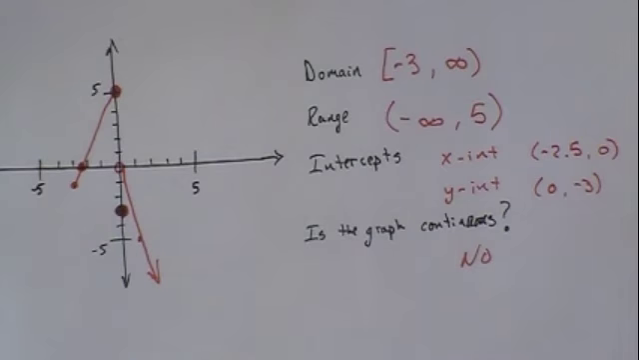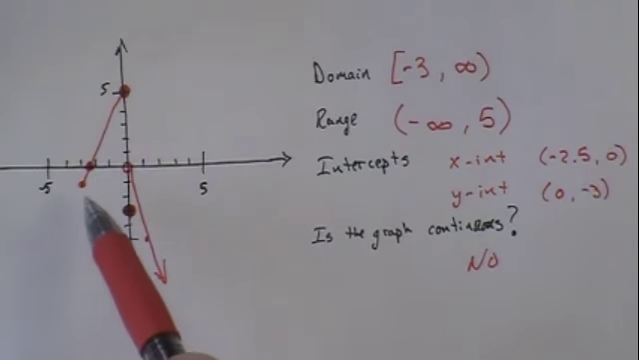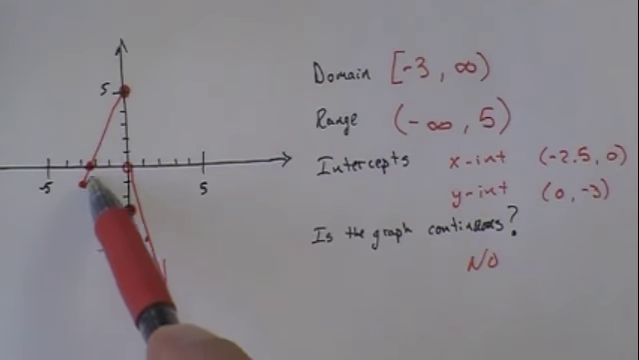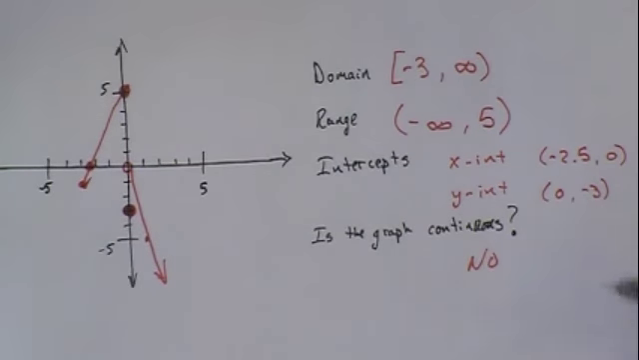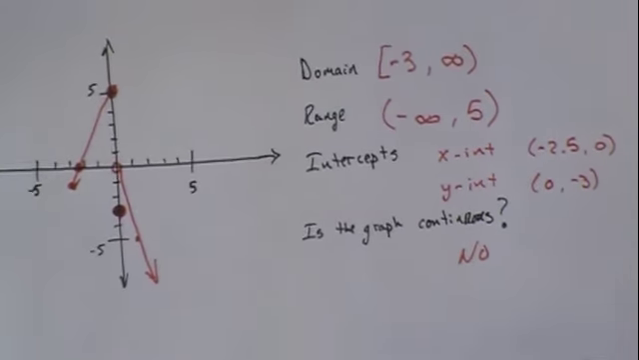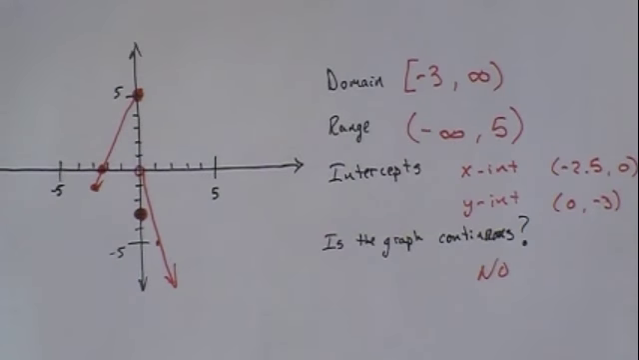And then is the graph continuous? To answer that, we can start at this point, and if we can draw this entire graph without lifting the pen, then it is continuous. But as soon as we have to lift the pen to go to another point, now that graph is no longer continuous. So in this case, no, the graph is not continuous.